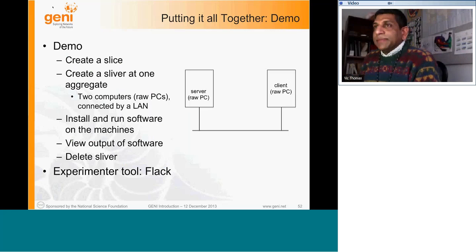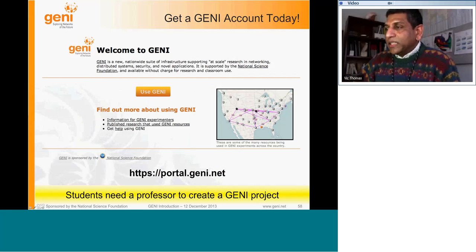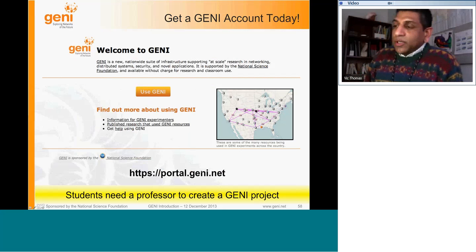So this was the demo we saw. Before I get there, if you don't have a GENI account, get one. Just try it out. Just play with GENI, and hopefully you'll like it, and it'll be useful for you. Just go to the GENI portal at https://portal.geni.net. If you're a student, you will have to have a faculty member create a project for you, because the project lead is ultimately responsible for what happens in your experiment.